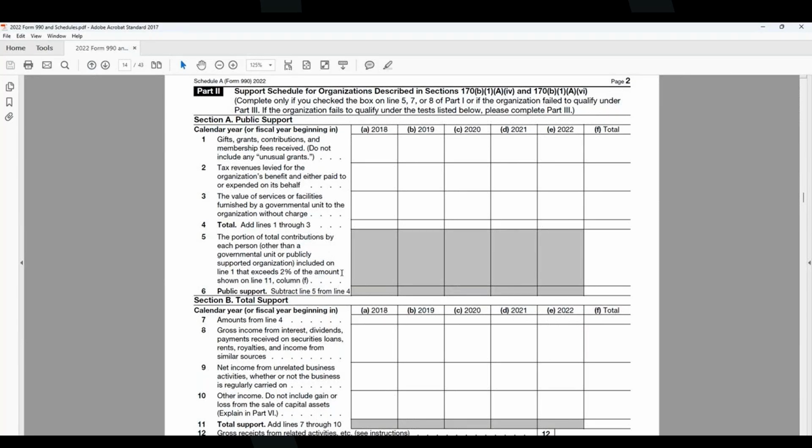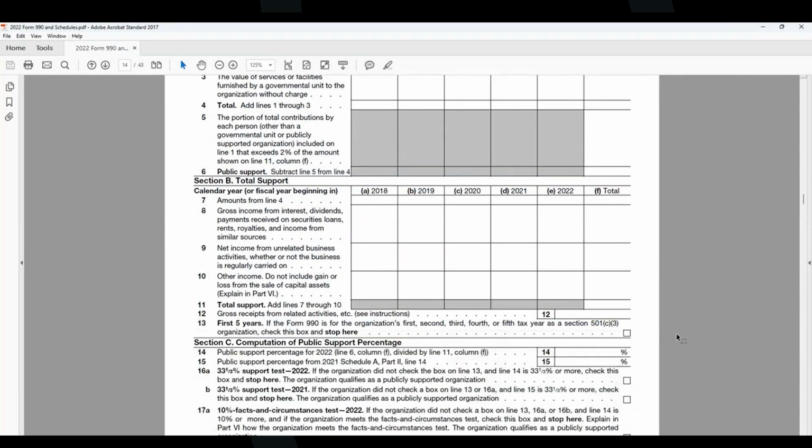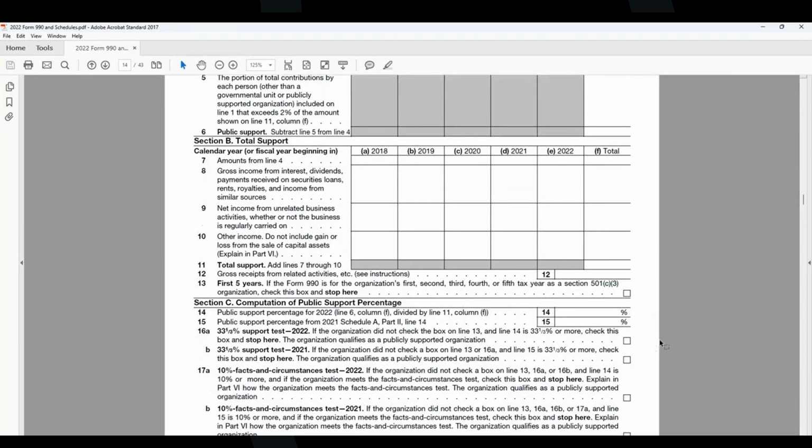If a large donor, which is somebody that's more than 2% of line 11, gives you more than that amount, it gets excluded. And so then you have an adjusted public support. So that line 6 isn't total public support, it's adjusted. That number, and then less these other things down below, the line 8, 9, etc., they all add up to line 11 total support. Line 6 divided by line 11 has to be over 33% for you to meet this test to be a public supported entity.